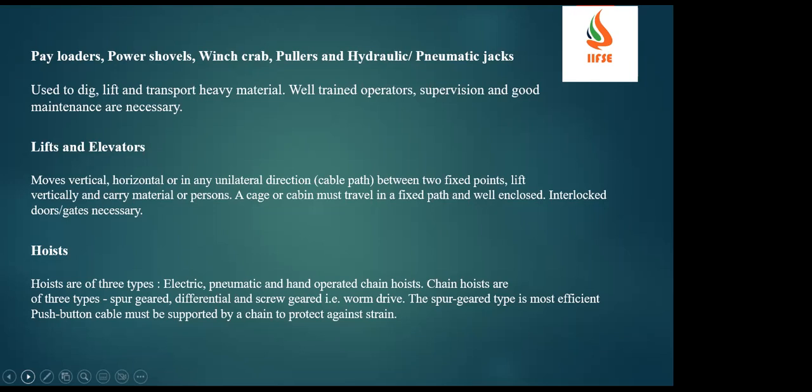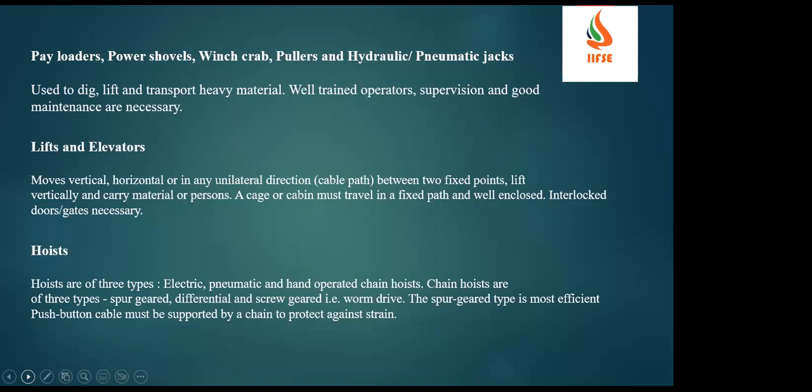These lifts and elevators run between two fixed points. They lift vertically, and a cage or cabin must travel in a fixed path, and well-enclosed interlocked doors or gateways are necessary.